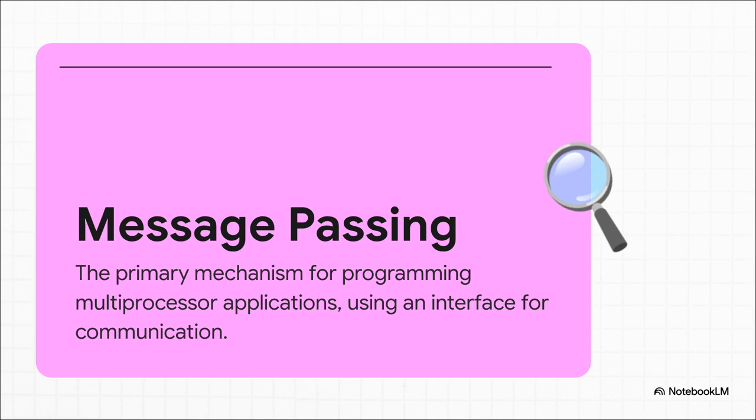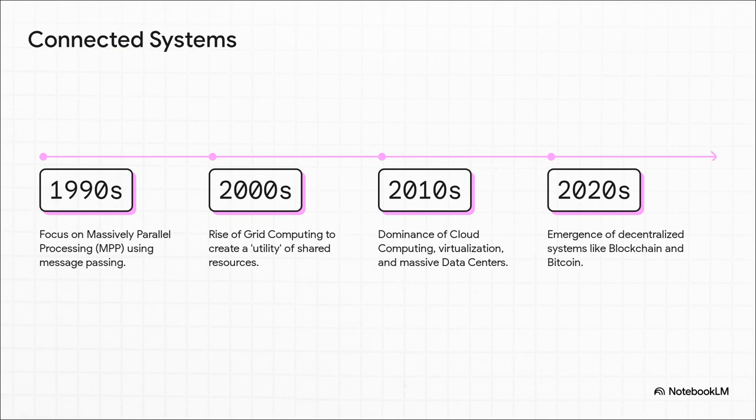Basically, separate computers or programs coordinate what they're doing just by sending messages back and forth. It's like a super fast digital postal service. And this one idea is the foundation for everything from supercomputers to the internet itself. And you can see how that one idea evolved right here.